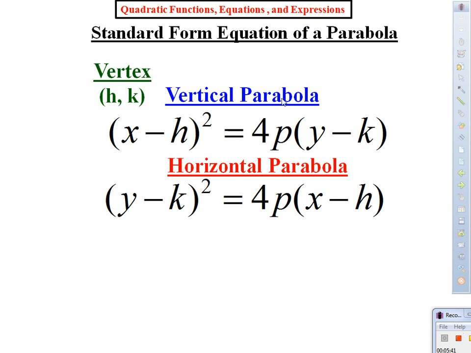So look at the vertical parabola. Which one has the square, the x or the y? The x. So for parabolas that are vertical, the x always has the square. For parabolas that are horizontal, which one has the square now? The y. The y has the square. Okay? Now, we're going to need that for this lesson, and we're going to need the practice that you did by yourself.